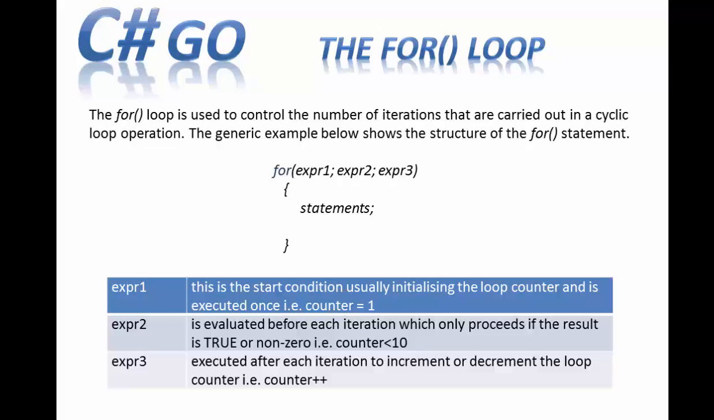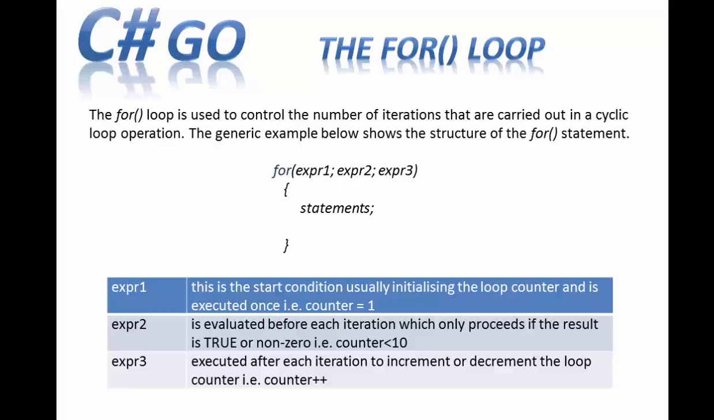Well, expression 1 is the start condition, usually initializing the loop counter. For instance, counter equals 1. Expression 2 is an evaluation of the counter against some value. So here, for instance, we're saying keep looping while the counter is less than 10. Expression 3 allows us to increase, or it can also allow you to decrease, the value of the counter. And here I'm saying counter plus plus.